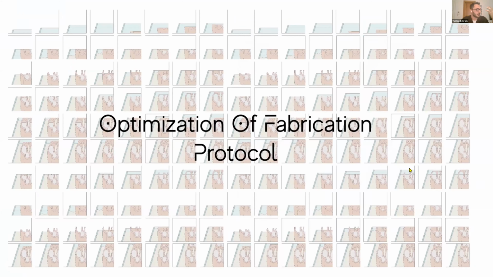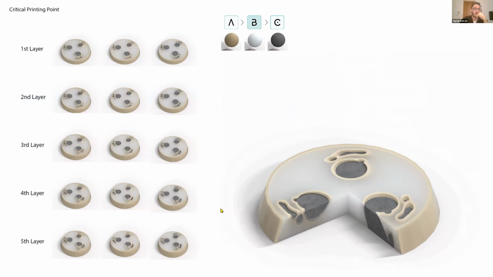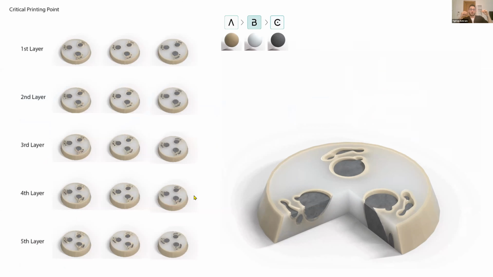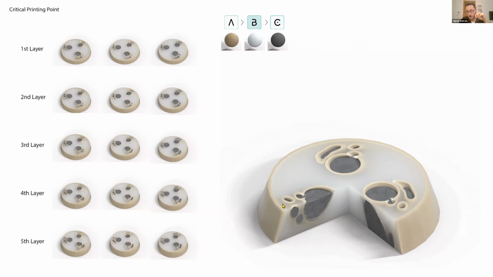But in order to gain some time and make it more efficient, I tried to optimize the fabrication protocol and make it a bit faster, since 3D printing is slow. So I made a support study where I visualized the parts where we need supports. And since it's a hollow structure, we need supports both inside and outside of the system, which is a bit tricky. I call the parts where we need supports the critical printing points where the system is 3D printed.